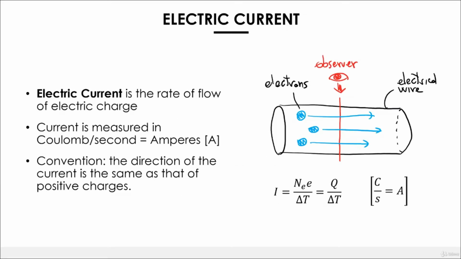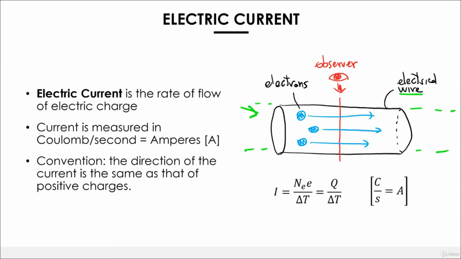Electric current is simply the rate of flow of electric charge. Let's look at the example here to the right. Let's say you have an electrical wire, like a piece of copper, for example. So we are looking at a section of the wire. The wire actually continues here and there, so it's just a little section of it.